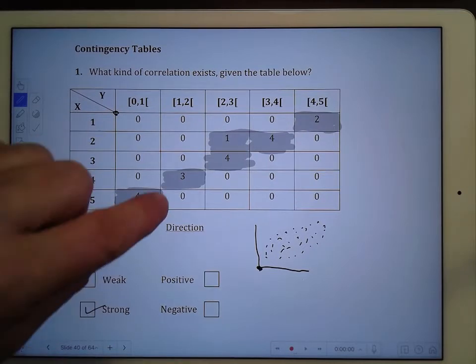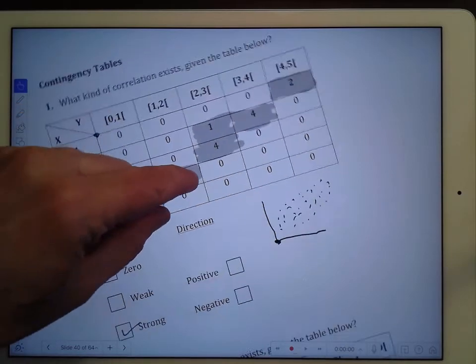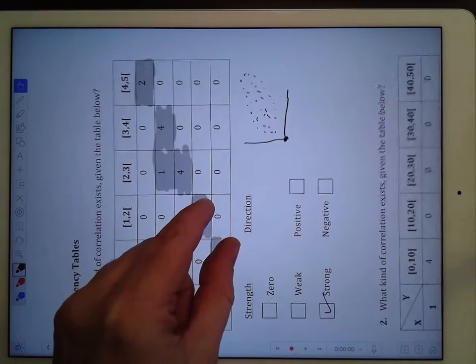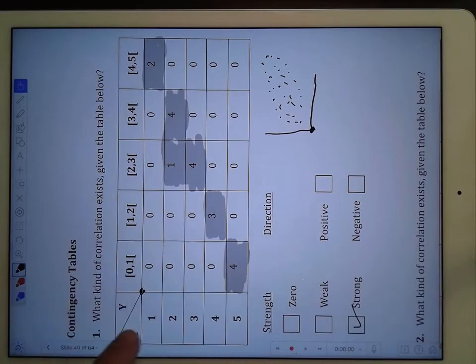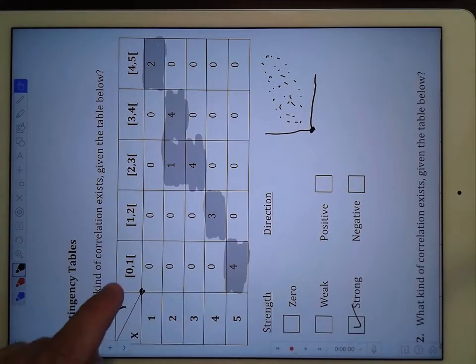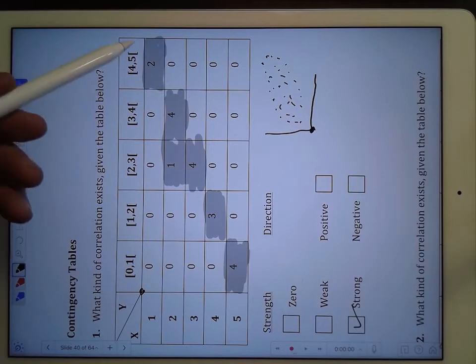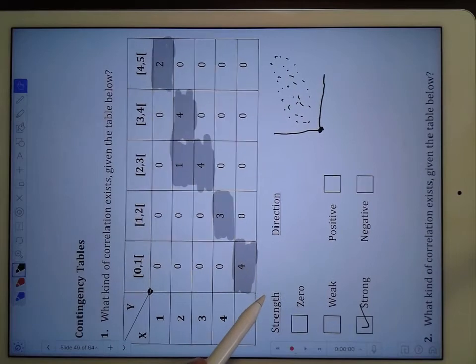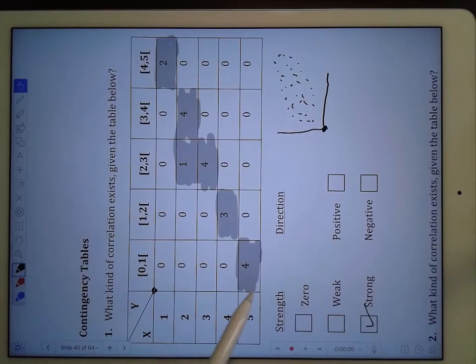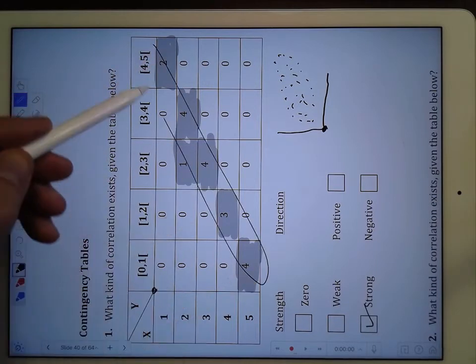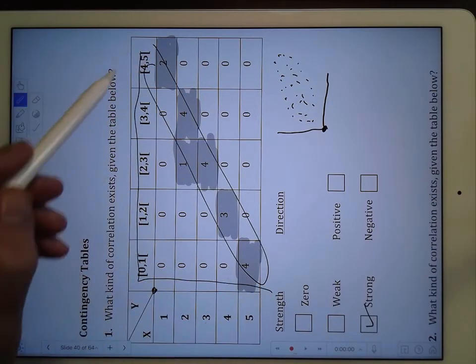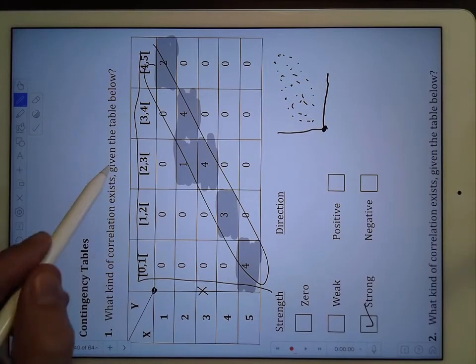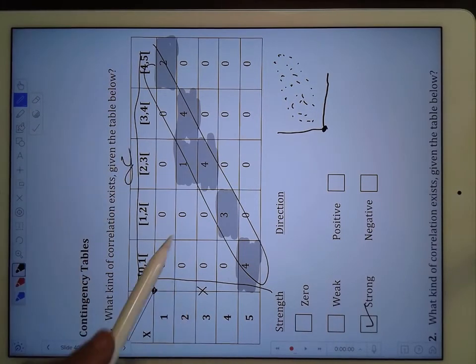So if we just take a quick look, what that means is that if I turn that contingency table sideways, you can now see that your x's are here and your y's are here, and that pattern is now running this way. And so if you think of this as your scatter plot, the pattern is going to be more obviously seen, this is your x, this is your y, as a negative correlation.